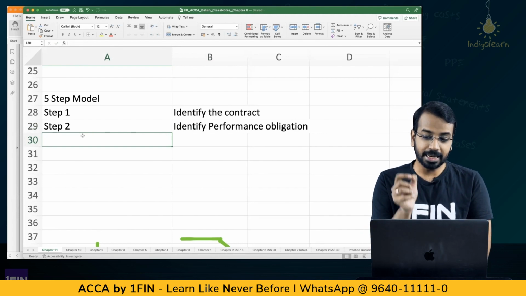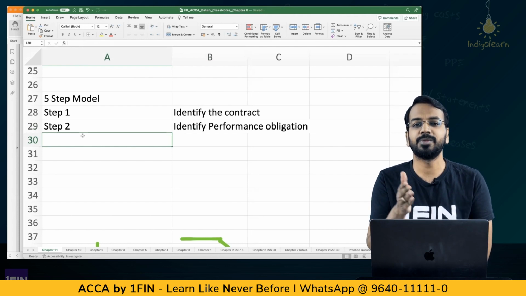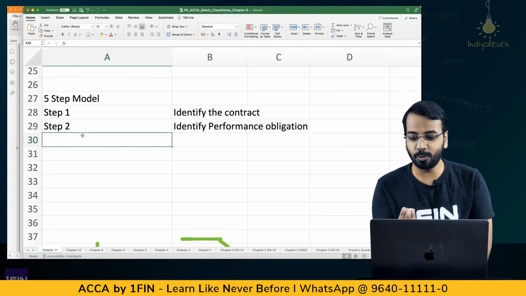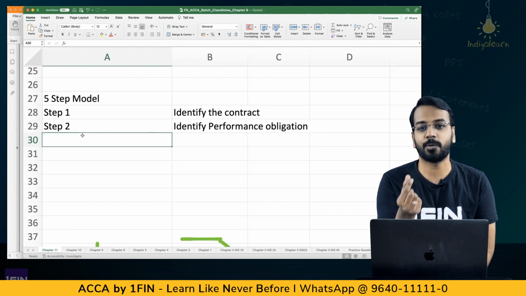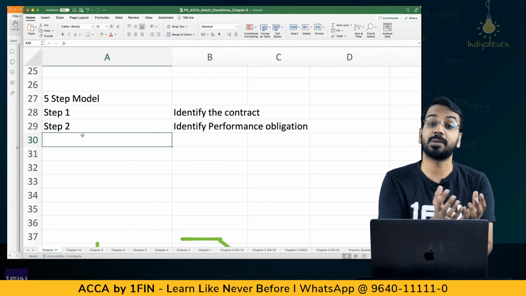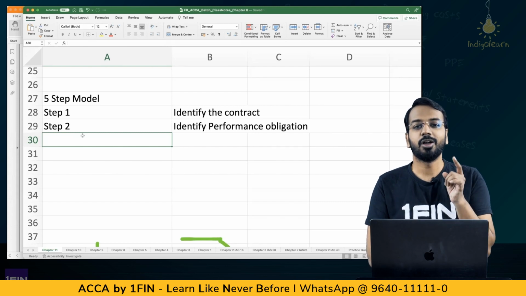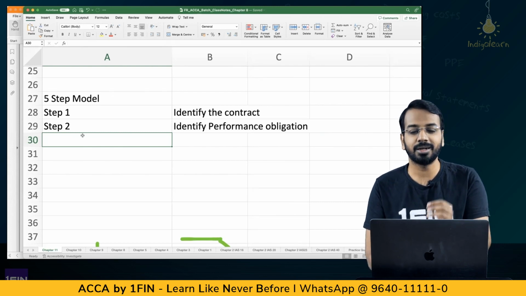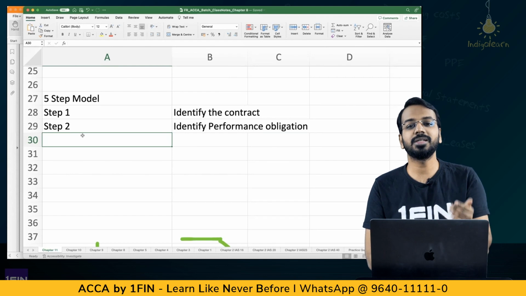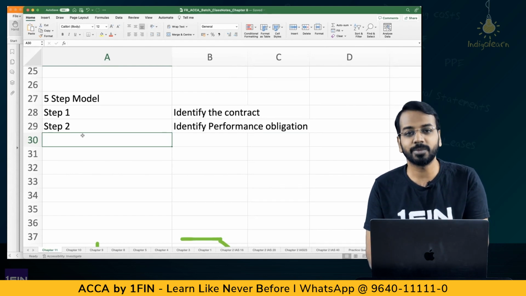Now, an entity must be able to identify each performance obligation separately. See, clearing doubts is bundled along with providing the classes. So that is one. Mock test, if I conduct a mock test separately, if I sell a mock test separately, that is a separate performance obligation. Now, performance obligation means what is the supplier going to do, or what is the supplier obliged to do? That is what is called performance obligation.